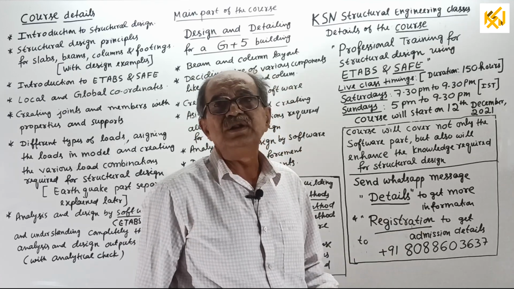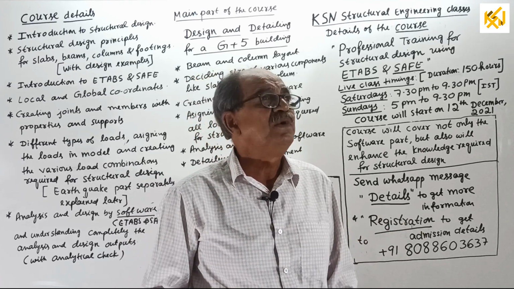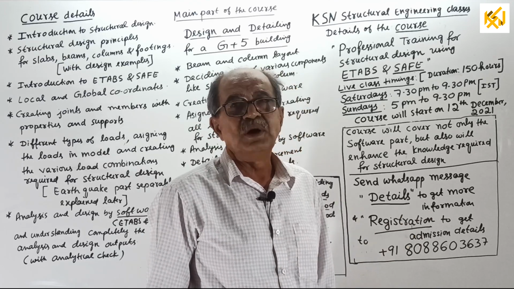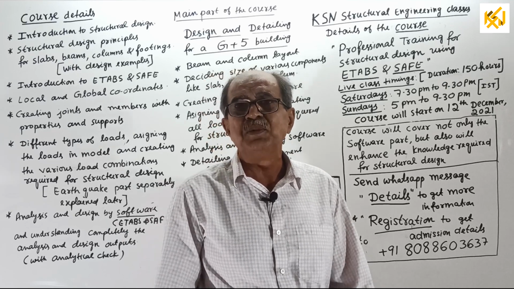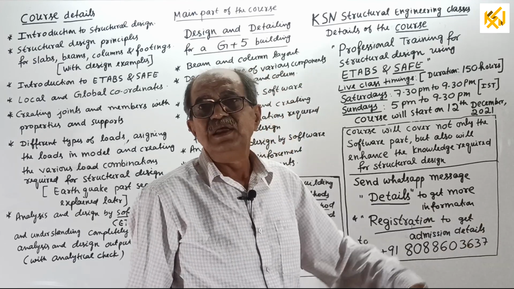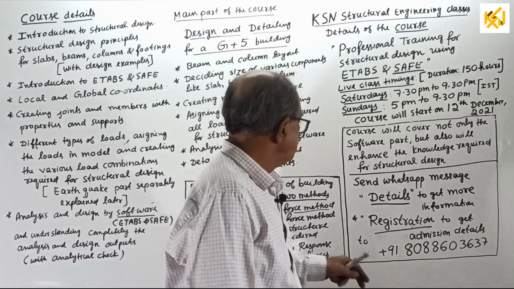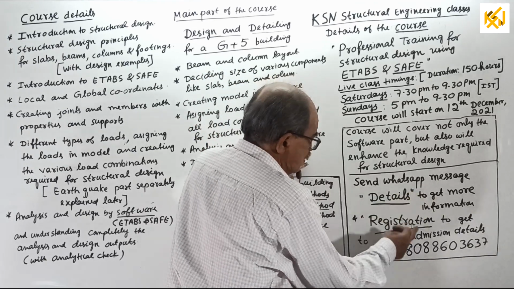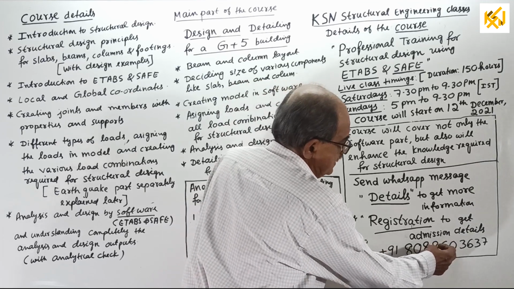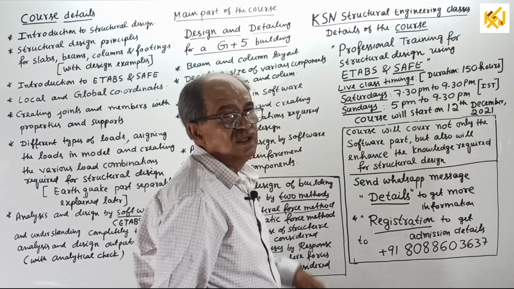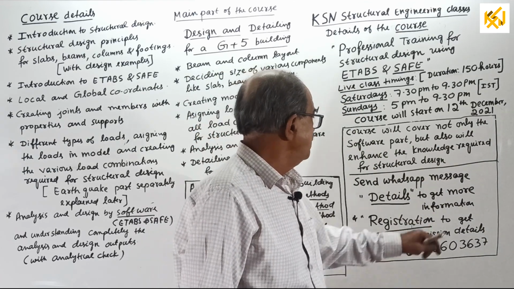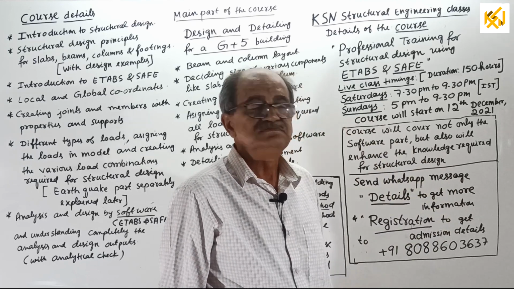If you want more details, or if before joining the course you want to decide, some will tell me, I want to go through the brochure. No problem, welcome. Go through the brochure. I will send it immediately on WhatsApp. You should send the message "details" to +91, which is India, 80886 number. I will send the brochure to you, or this is to get more information.